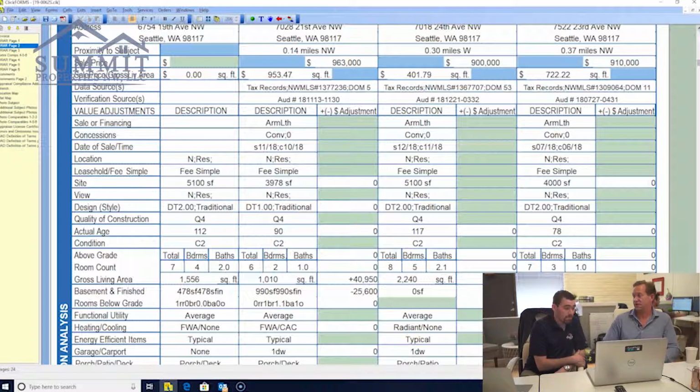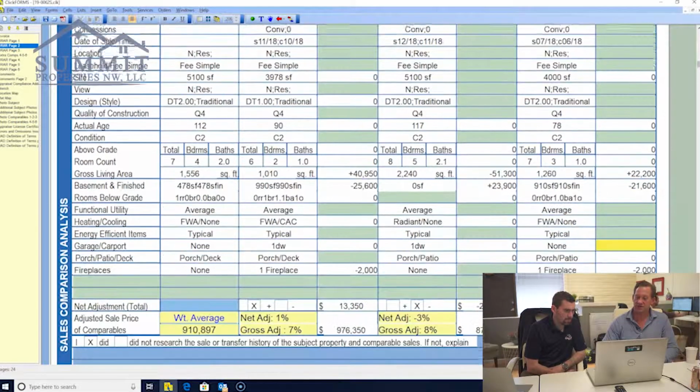In an urban market, 1,000 feet typically makes very little difference. If this were a 1,000 square foot lot, then there would probably be an adjustment because that would mean it's 5 times smaller. They care way more about location. Are these all in Ballard? And the answer is yes. So that's kind of the big deal.